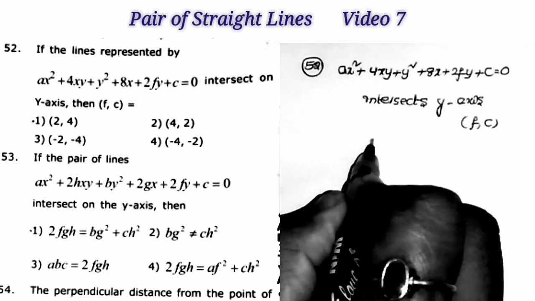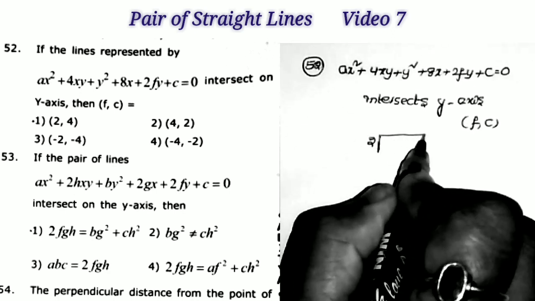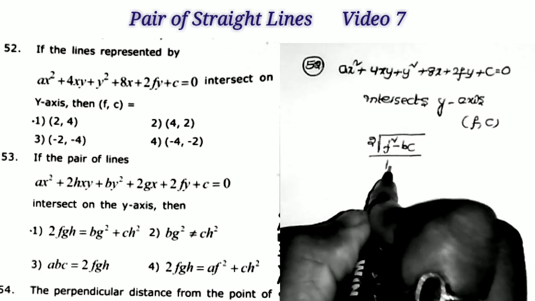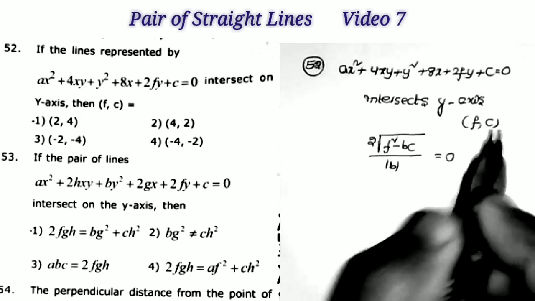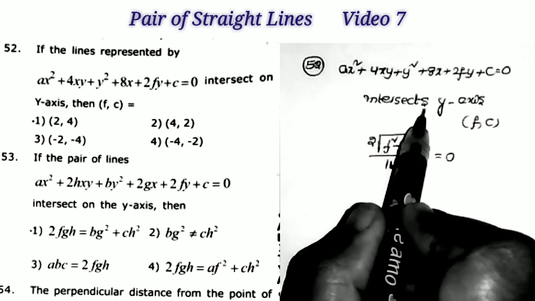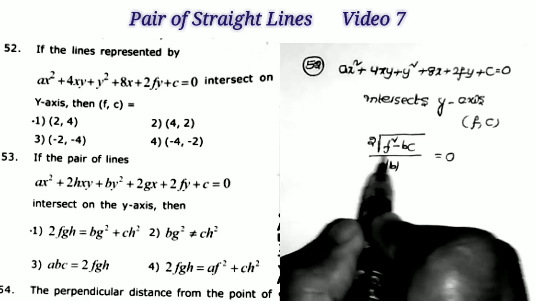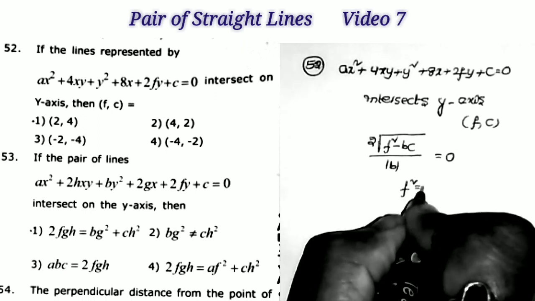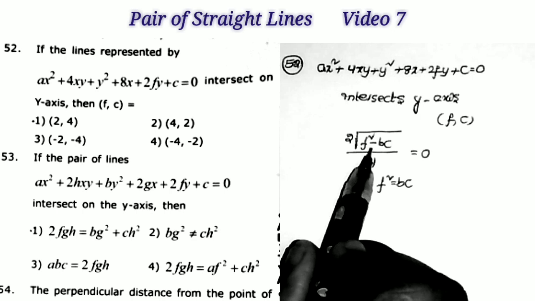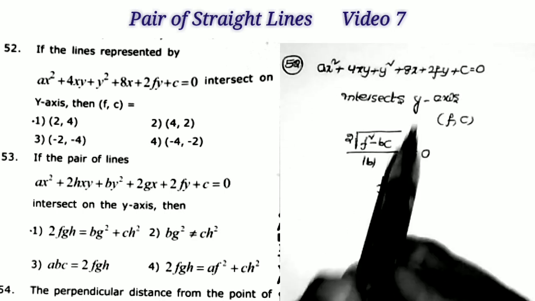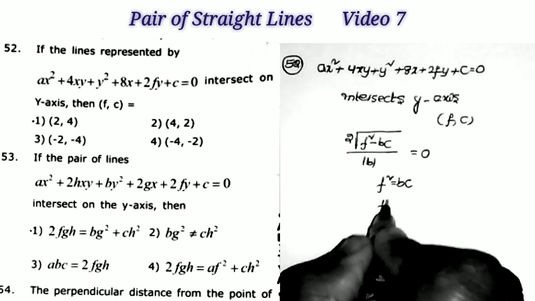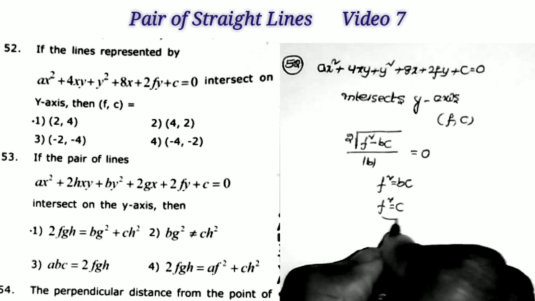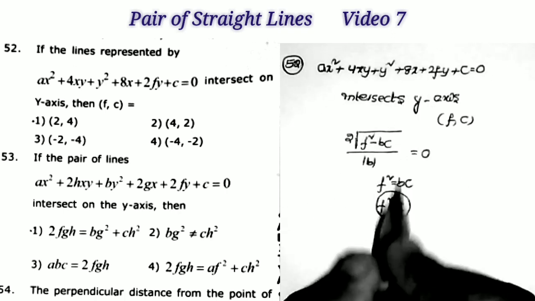So the lines intersect on the y-axis means y-intercept is equal to 0. What is the y-intercept formula? 2 root f square minus bc by mod b is equal to 0. So this value is equal to 0. Now equating this value to 0, we get the condition f square is equal to bc. Squaring on both sides, we get f square is equal to bc. What is f value here? F is equal to f. That is f square is equal to, what is bc? B is equal to 1, c is equal to c. That is f square is equal to c. By replacing the values, we get this condition.